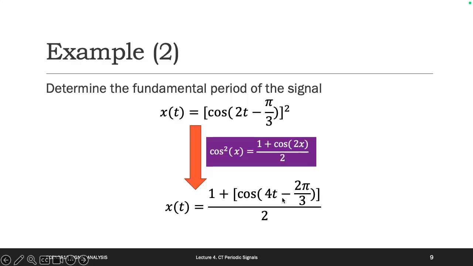So what is omega? Omega is 4, am I right? So what is T? T is 2 pi over omega, am I right? So what is 2 pi over 4? It will be pi over 2. That makes sense to you? Okay, that's great. Any questions so far? Okay, let's talk about the other one.